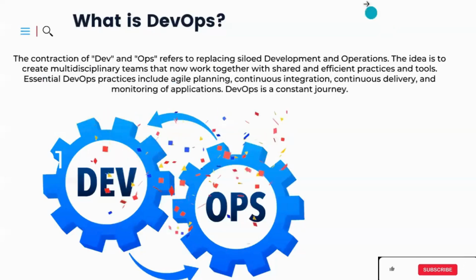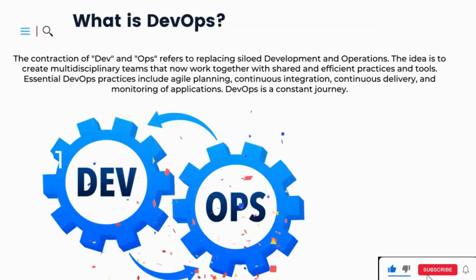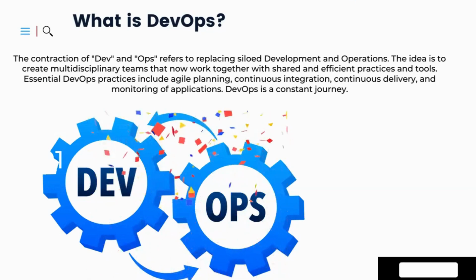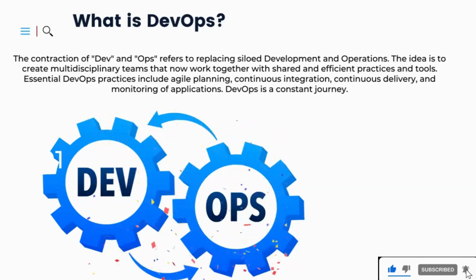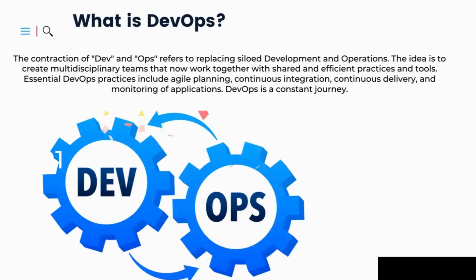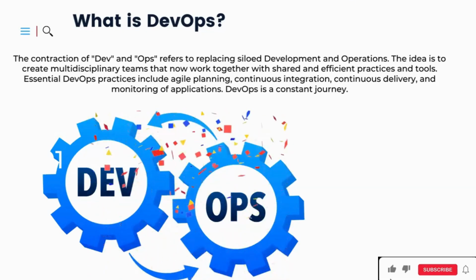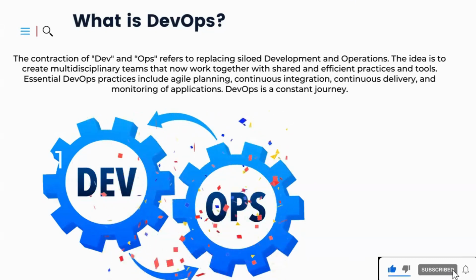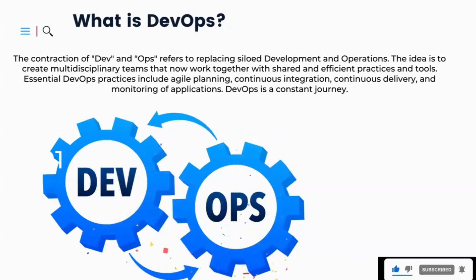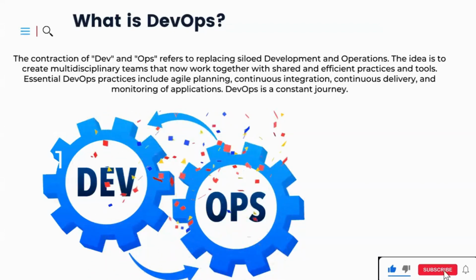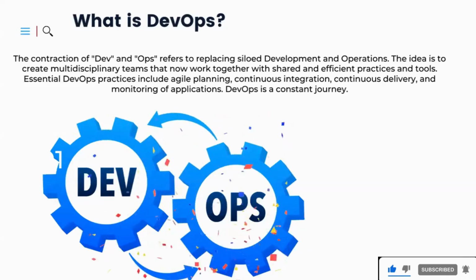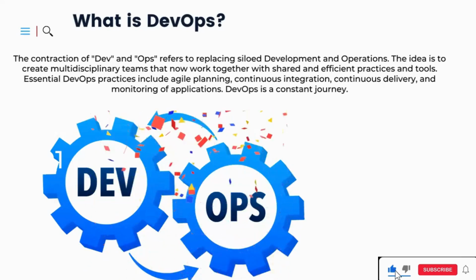So the next topic is, what is Azure DevOps? What is DevOps? The contraction of dev and ops refers to replacing siloed development and operations. The idea is to create multidisciplinary teams that now work together with shared and efficient practices and tools. Essential DevOps practices include agile planning, continuous integration, continuous delivery, and monitoring of applications. So DevOps is a constant journey, right? So DevOps is a constant journey.